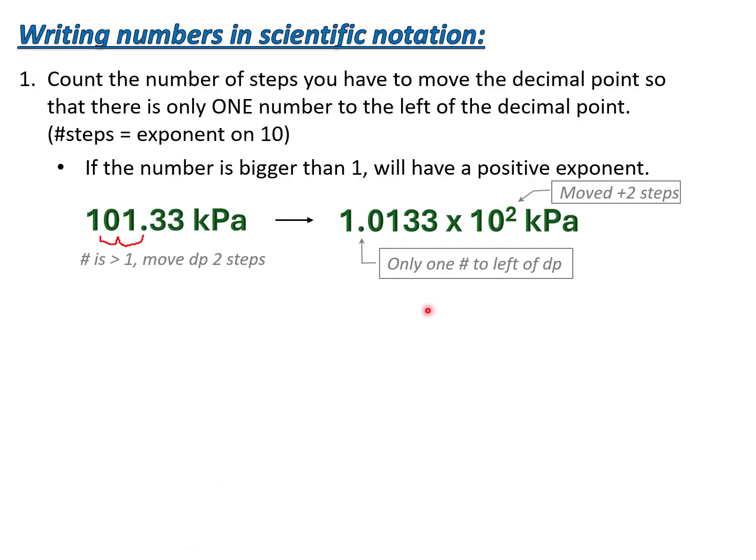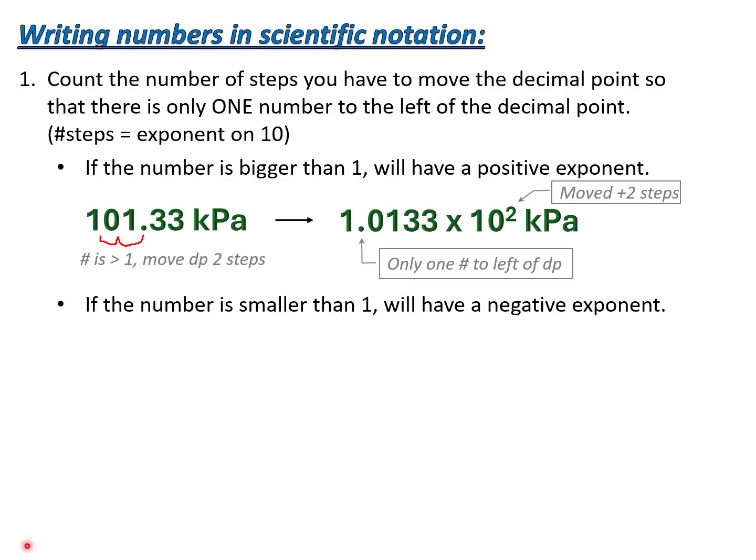Again, make sure you only have one number to the left of the decimal point, and that since the number is bigger than 1, we have a positive 2 on there, and that 2 corresponds to the number of steps that we moved it. The other case is, if we have a number that's smaller than 1, you will end up with a negative exponent. So here we have 0.0015 milligrams. So we are going to move it 1, 2, 3. I'm using the mouse again, shouldn't do that. And it's smaller than 1, so it's going to be negative 3 steps. So it's 1.5 times 10 to the minus 3 milligrams.